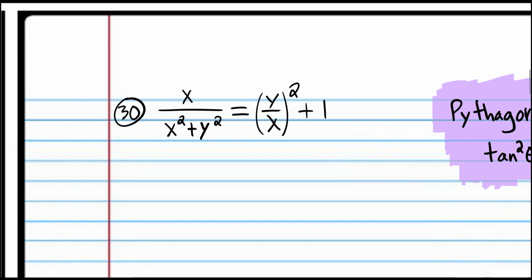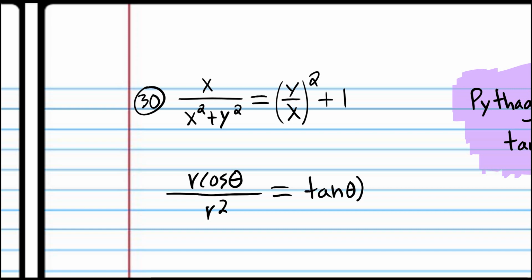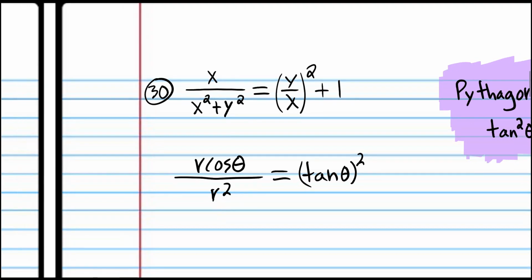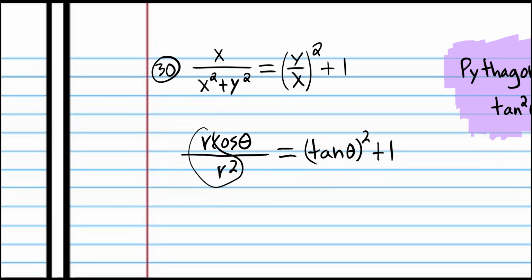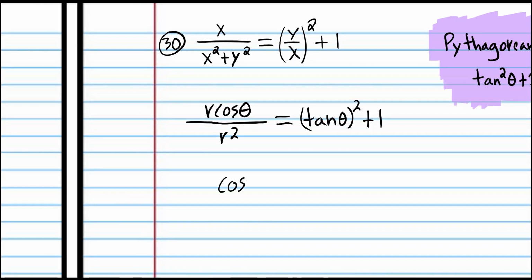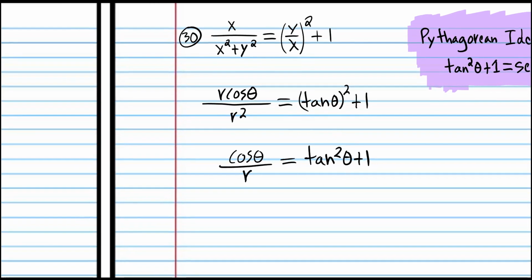All right, we're back. So x is r times cosine theta. That's one of the equations that you were given. x squared plus y squared is r squared. y over x is tangent theta. That's another equation you were given. And notice that some of these r's cancel out, which makes it easier for us. So we have cosine theta over r. And I'm going to change this exponential form because it's usually written like so.